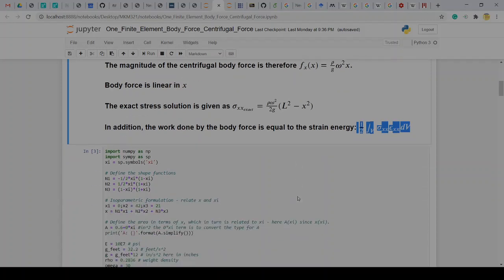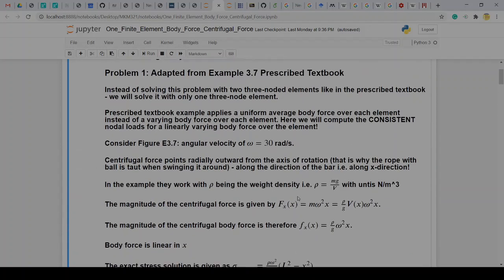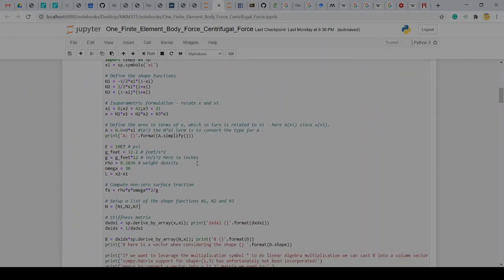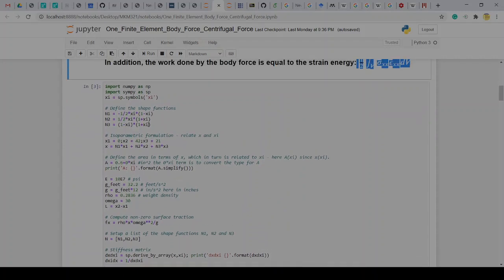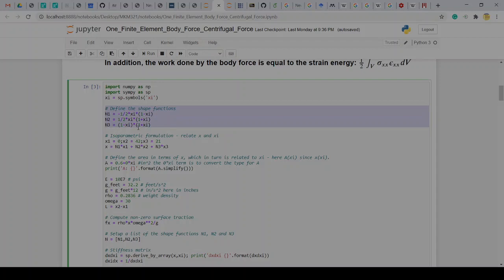So let's start solving this problem and see what's involved. We're all comfortable with this single element. First off, I'm putting down my shape functions N1 to N3. I'm doing a mesh, and I'm choosing where I put the nodes. I set x1 at 0, I put x2 at 42, and x3 at 21. That is a nice numbering that we're used to.